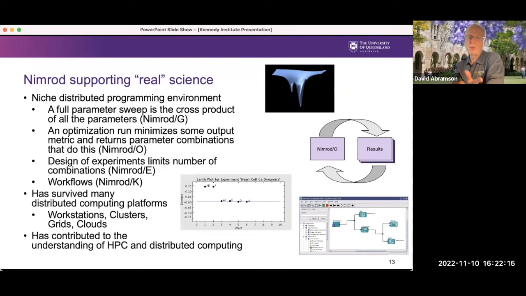The important thing is that this has survived multiple generations of workstations, clusters, grids, most recently clouds, and as the underlying platforms have changed, we've managed to adapt the tools and do different R&D along the way. So it's really aided our understanding of high-performance computing and more importantly, distributed computing along the way.